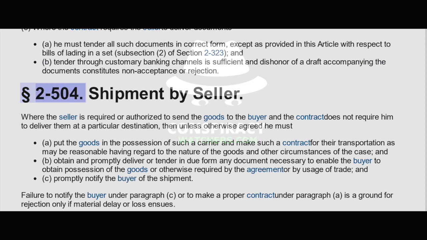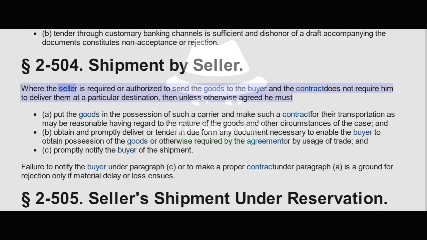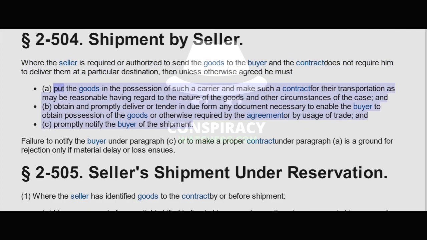Section 2-504. Shipment by seller. Where the seller is required or authorized to send the goods to the buyer and the contract does not require him to deliver them at a particular destination, then unless otherwise agreed he must put the goods in the possession of such a carrier and make such a contract for their transportation as may be reasonable having regard to the nature of the goods and other circumstances of the case, and obtain and promptly deliver or tender in due form any document necessary to enable the buyer to obtain possession of the goods or otherwise required by the agreement or by usage of trade, and promptly notify the buyer of the shipment.